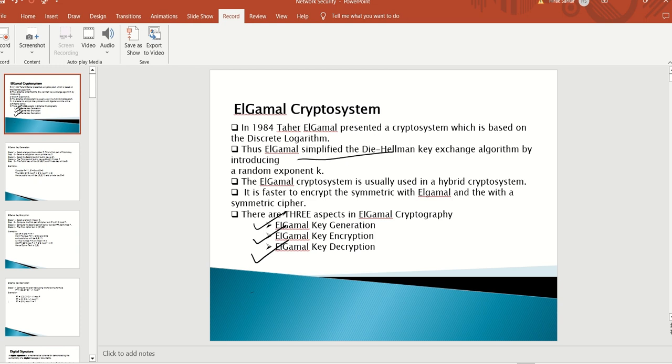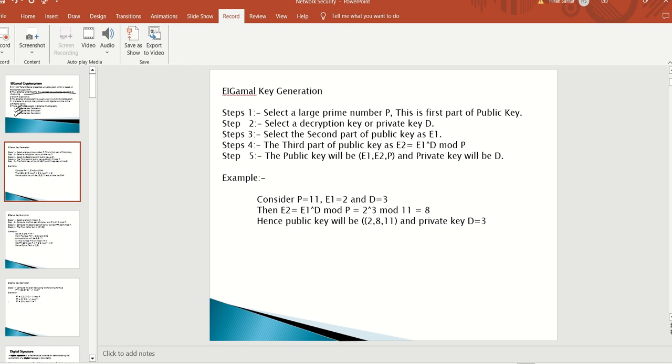This is a simplified Diffie-Hellman key exchange algorithm. Next we need to find out the key generation technique. Select a large prime number P, which is the first part of the public key. Step 2: select a decryption key or private key D. Step 3: select the second part of the public key as E1. The third part of the public key, E2, is equal to E1 to the power D mod P. The public key will be E1, E2, P, and the private key will be D.